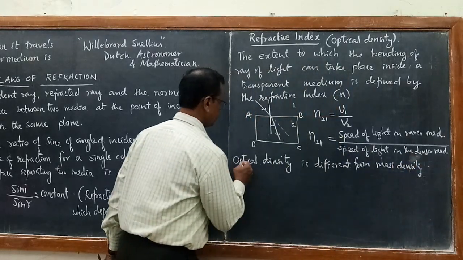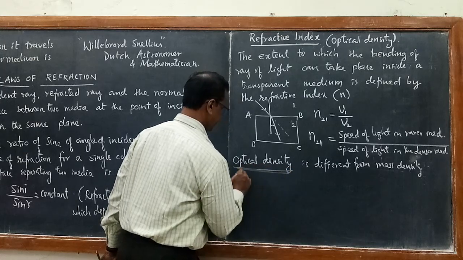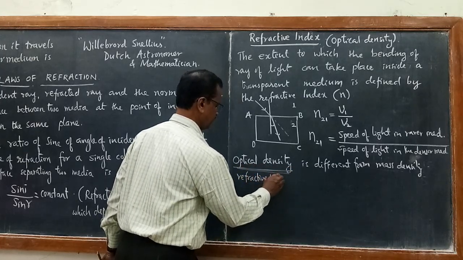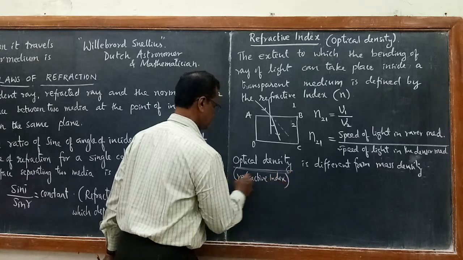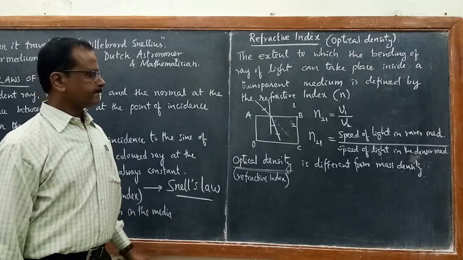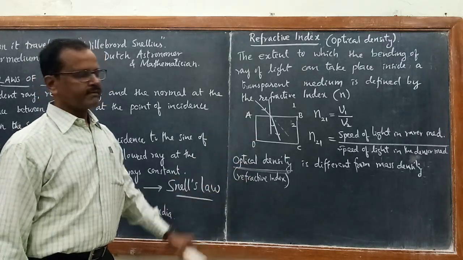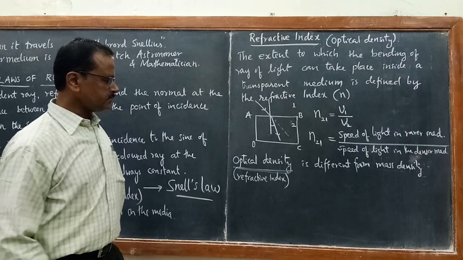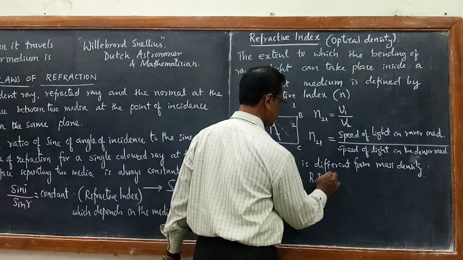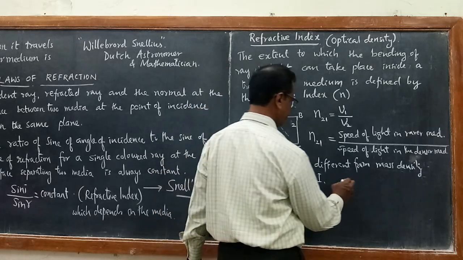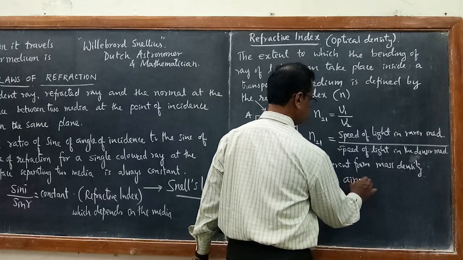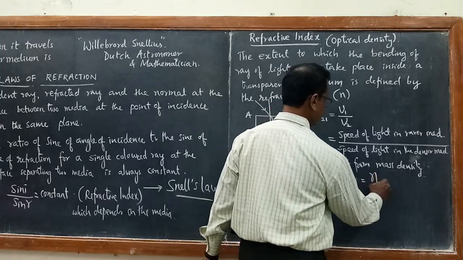So the refractive index denotes the optical density of that particular matter, that particular medium. For example, I am going to write some of the refractive indices of different media. For example, refractive index of air, I can write it as Na.